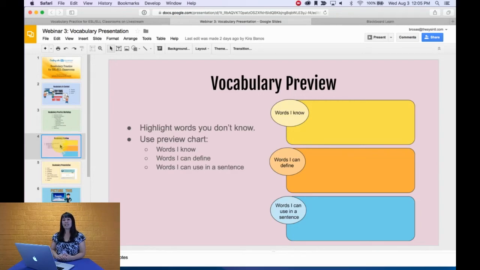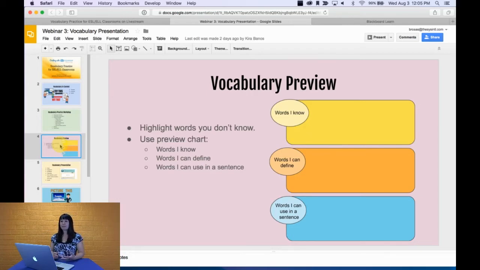Another way is in Quizlet, which I will show you shortly, but there is a way to star the words. So maybe they star the words they don't know, or maybe they star the words they do know. But either way, when you're a teacher walking around, you can get a great idea of which words you need to cover.